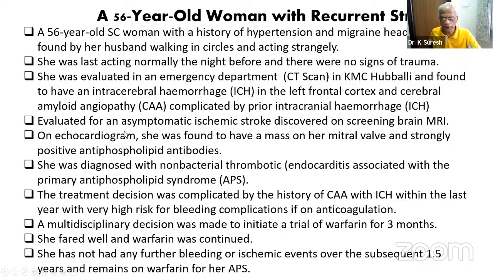She was diagnosed as non-bacterial thrombotic endocarditis, primary antiphospholipid syndrome. The treatment decision was complicated by the history of CAA and ICH. However, she was put on anticoagulation. A multidisciplinary decision was taken, and she was on a warfarin trial for 3 months, but fortunately she did well and recovered over a period of 18 months.